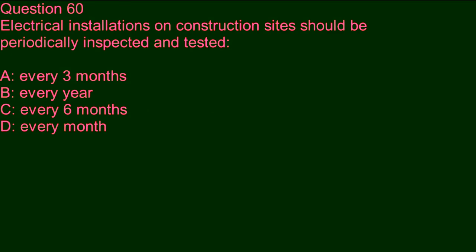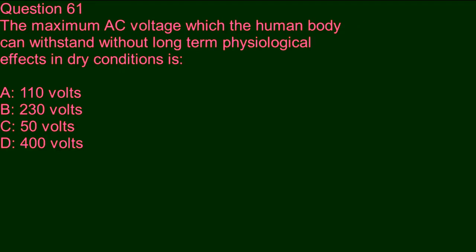Question 60. Electrical installations on construction sites should be periodically inspected and tested. A. Every 3 months. B. Every year. C. Every 6 months. D. Every month. Right answer, A. Every 3 months.